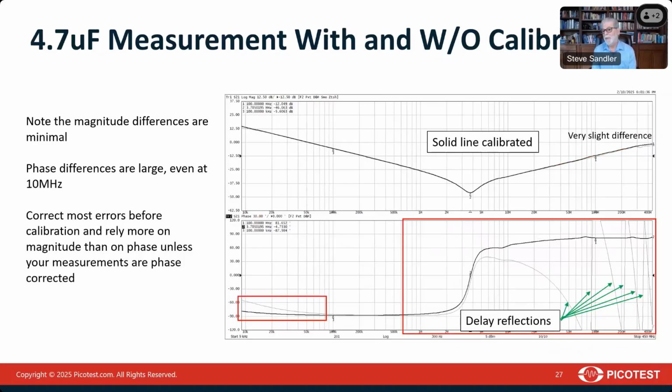And if we do it with the capacitor, you can see it's very similar. Low frequency, the traces are overlaid almost perfectly. High frequency, we end up with a couple of wiggles due to the fixtures. And yet when we look at the phase, it is incorrect at both low frequency and also at high frequency. And again, we can see standing wave reflections.